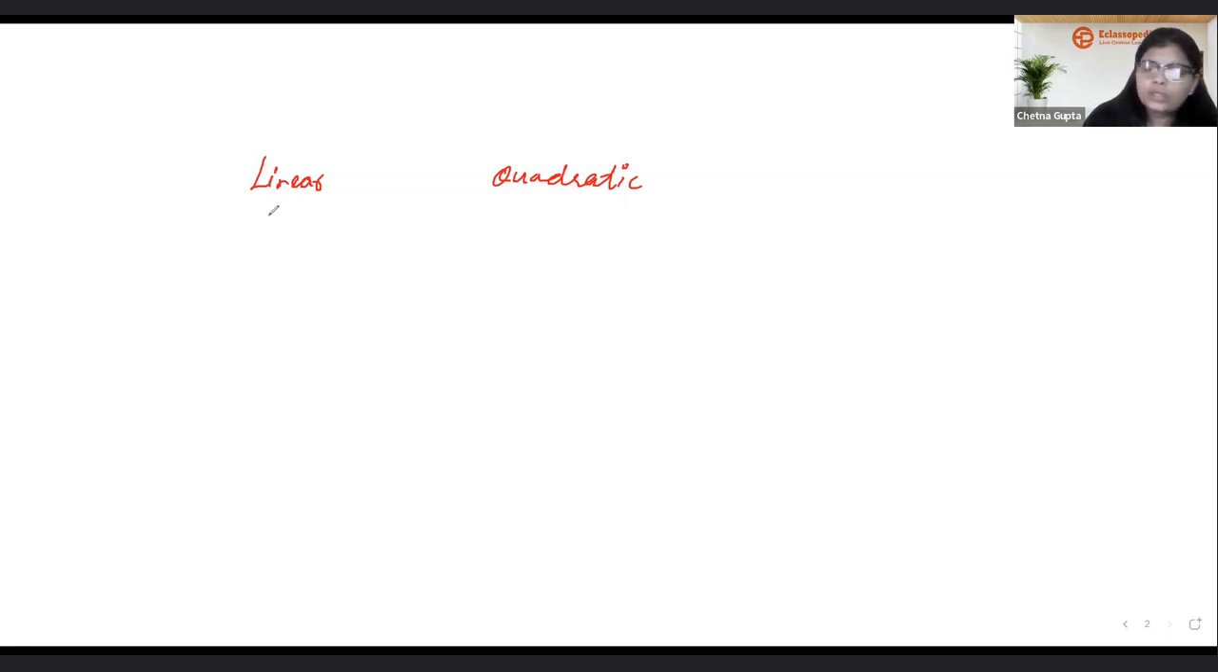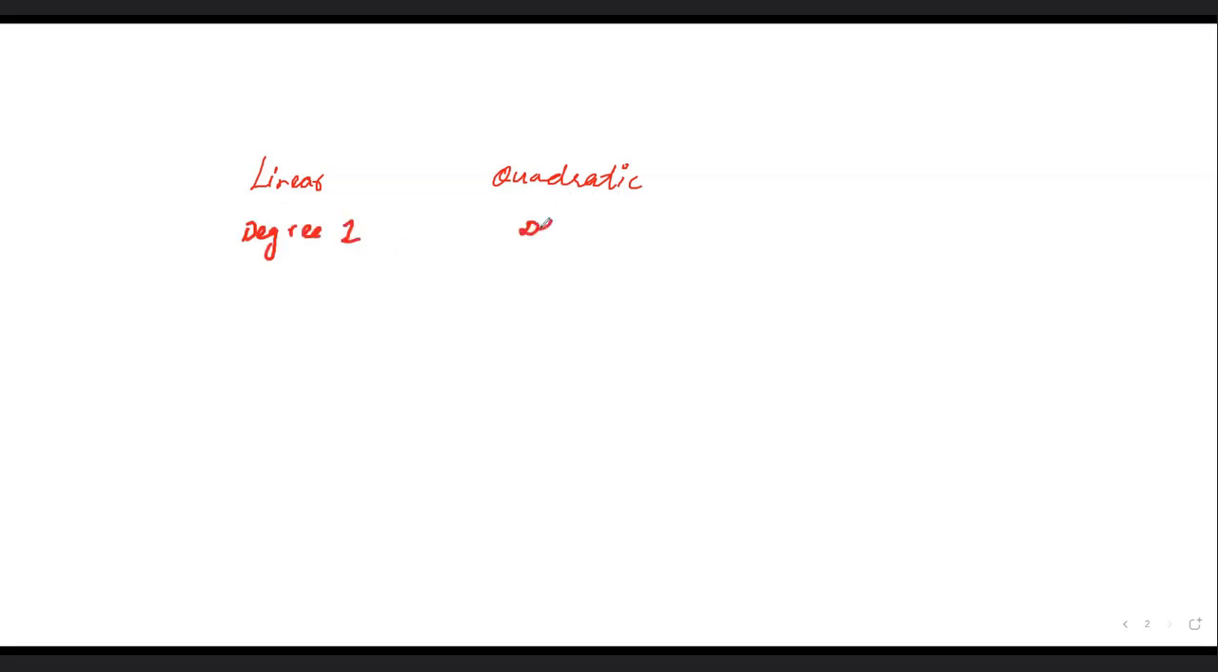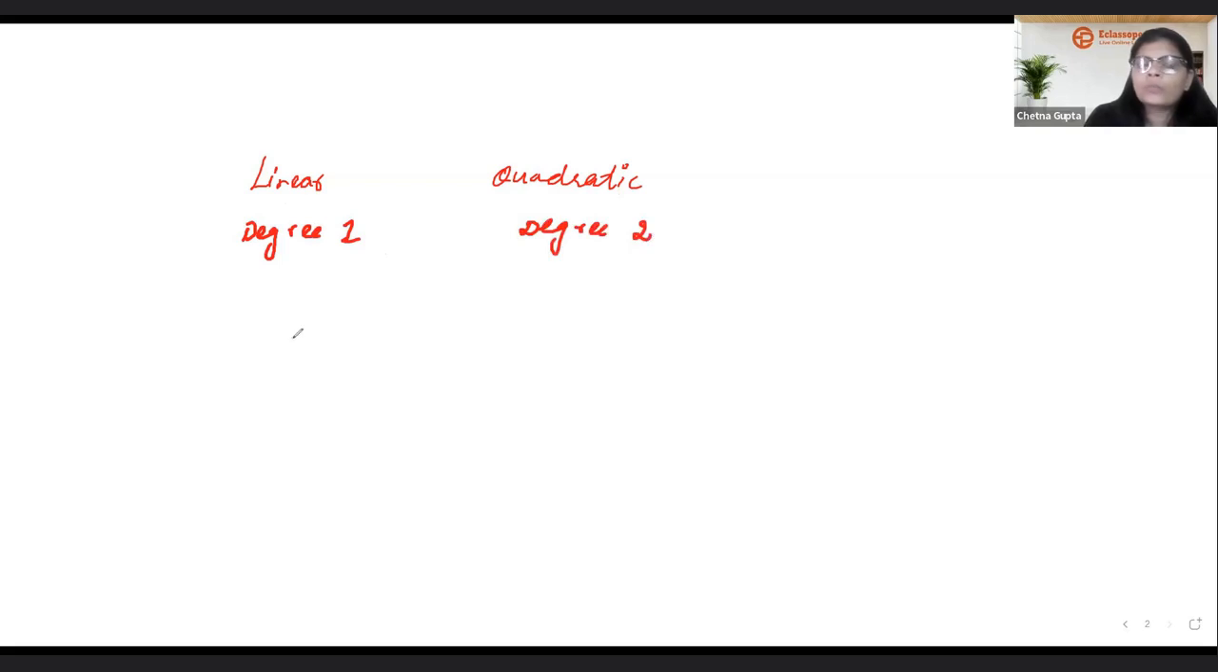A linear equation means when the degree is what? Degree is 1. And the quadratic means when the degree is 2. Suppose I'm giving you any example here, like x plus 3 is equal to 0. Can I say it's a linear function? It's a linear equation. Because what is the coefficient of x here? X is what? It's a variable.